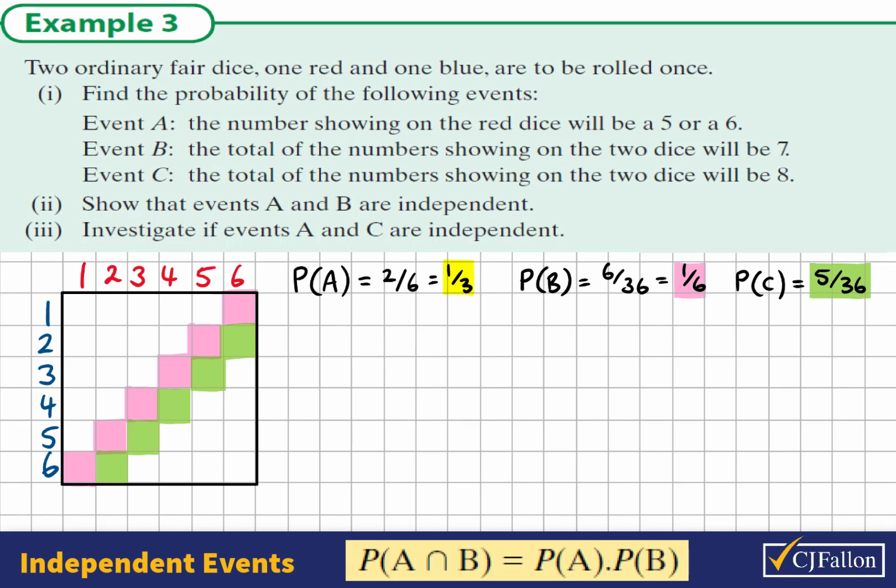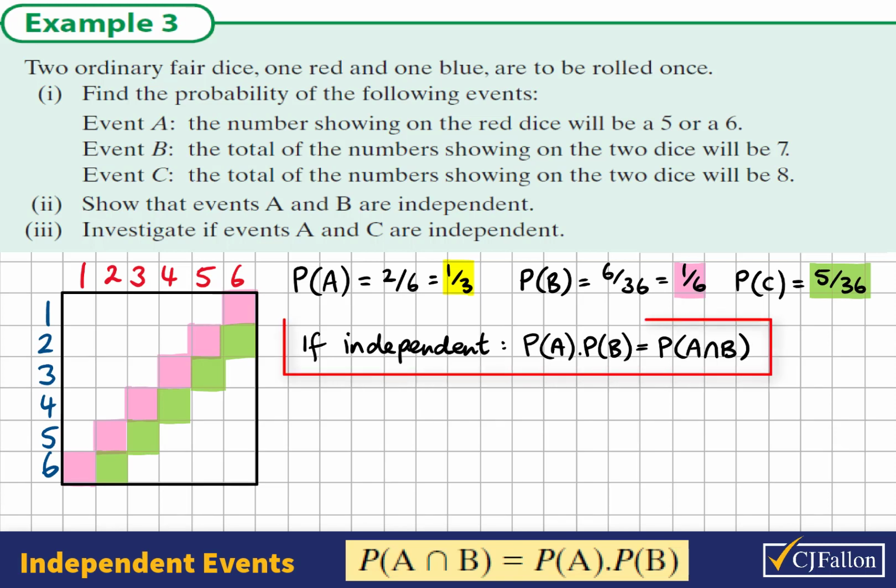Then we're being asked to show that the events A and B are independent. If events are independent, they follow the multiplication rule for independence, and that is that the probability of A multiplied by the probability of B is equal to the probability of A and B happening. So this is the rule that we're going to show. So let's work this out.